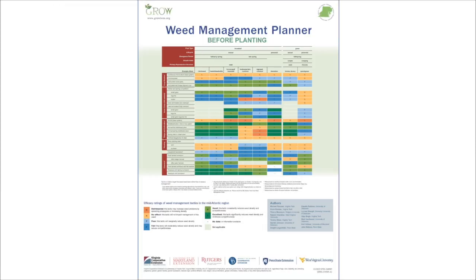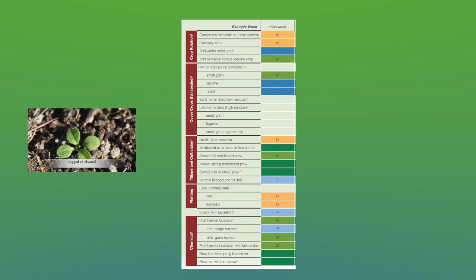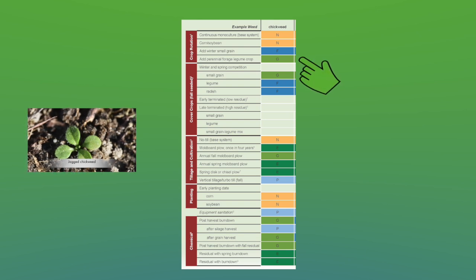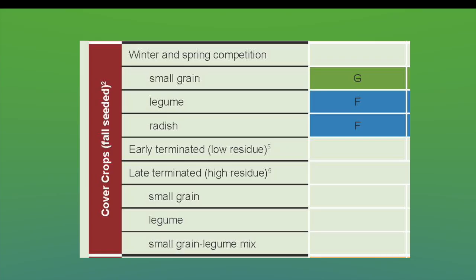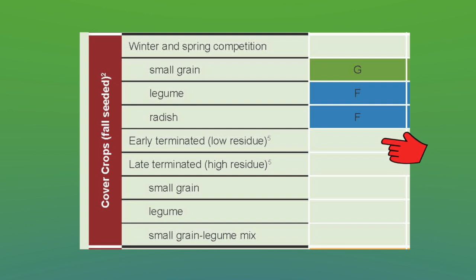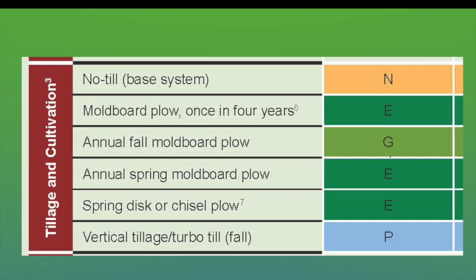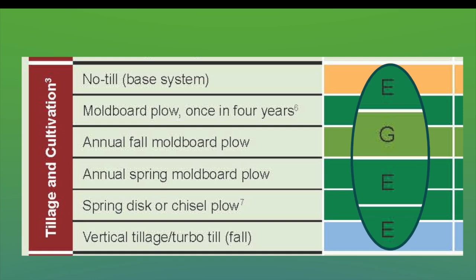Let's look at a winter annual broadleaf species that emerges in the fall as well as early spring. Our example is chickweed. Including a perennial forage is an effective way to manage it with rotation. Cereal cover crops are competitive with chickweed prior to termination, and assuming they are terminated later in the spring. But if the cover crop is terminated early, before significant biomass is produced, there's not enough residue to have an impact on chickweed growth. As far as tillage, most forms of tillage will control chickweed.